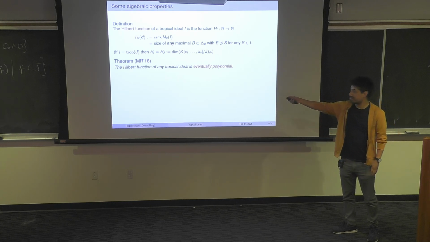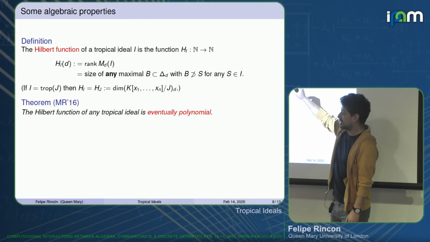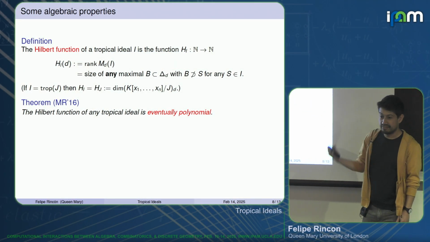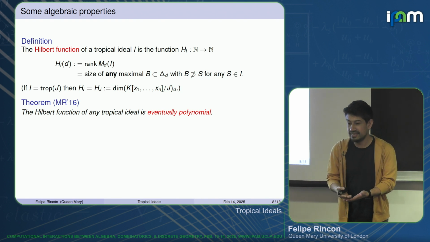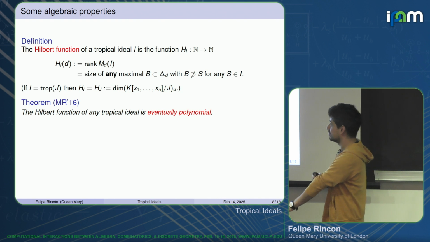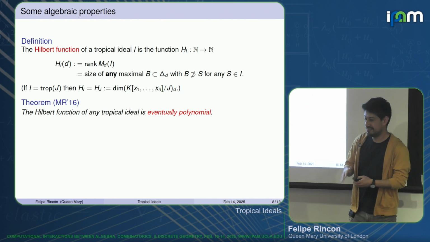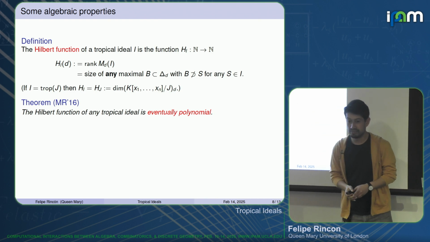So the theorem that you can prove, which I said, is that the Hilbert function defined in that way is eventually a polynomial. No matter if the ideal is realizable or not. We know that this happens for realizable ideals, but even if you take one of the non-realizable ones, the growth is going to be polynomial. Yes?